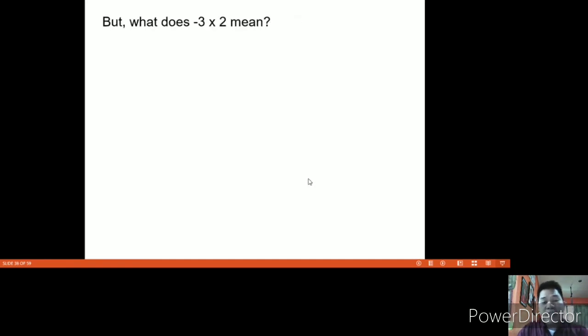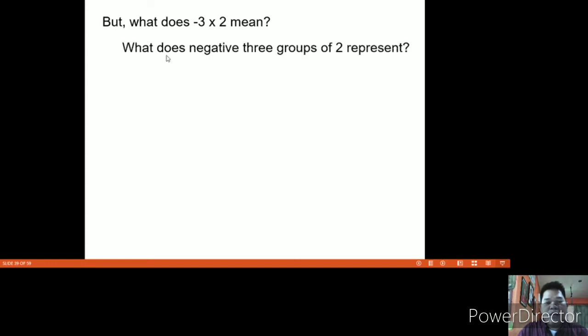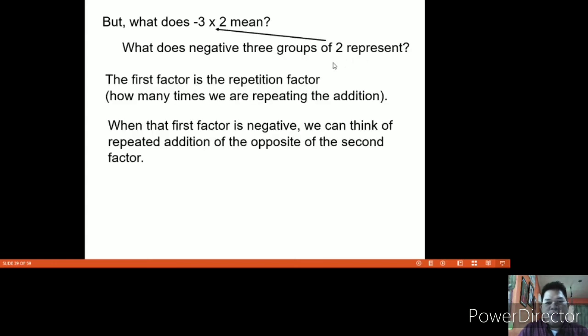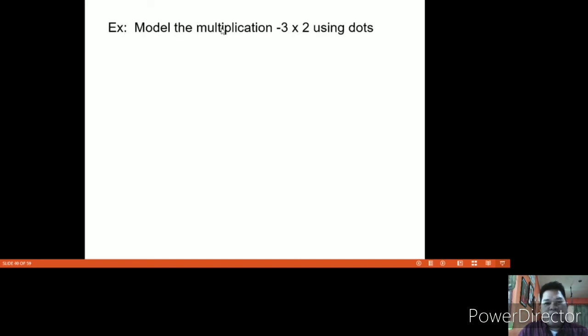But what does negative 3 times 2 mean? What does negative 3 groups of 2 represent? The first factor is the repetition factor: how many times we are repeating the addition. So here, 3 is the first factor. When that first factor is negative, we can think of repeated addition of the opposite of the second factor. So it is negative 3, and therefore we are going to multiply 3 times the opposite of positive 2. It becomes negative 2. So we just transpose the negative to the other side.